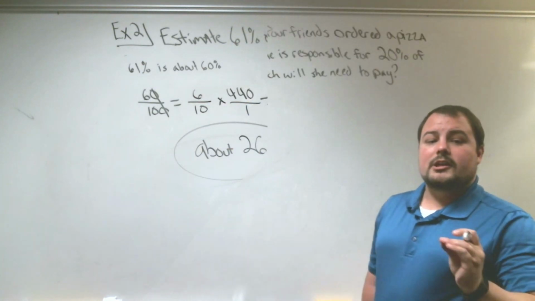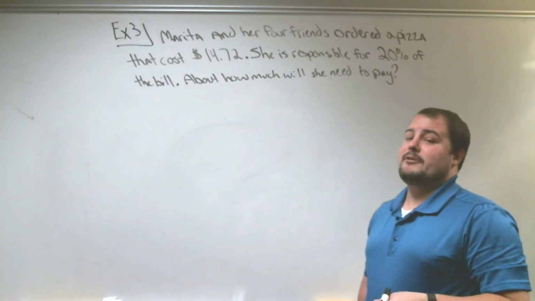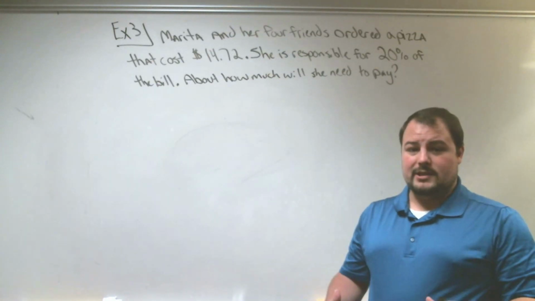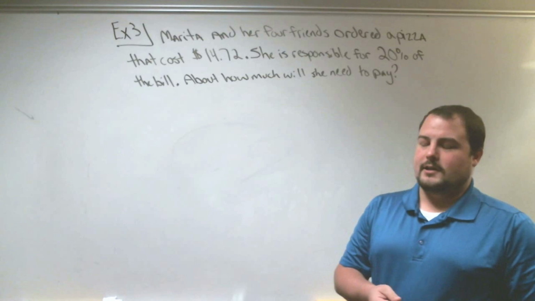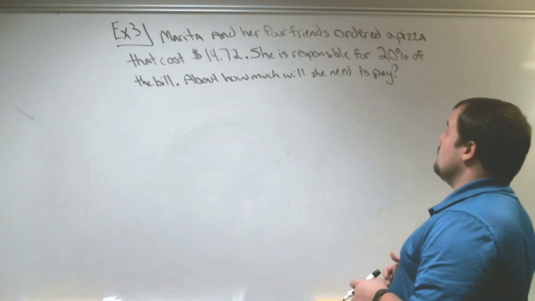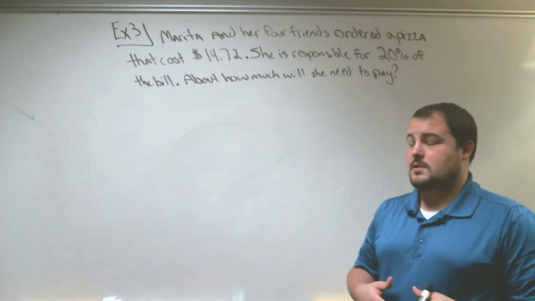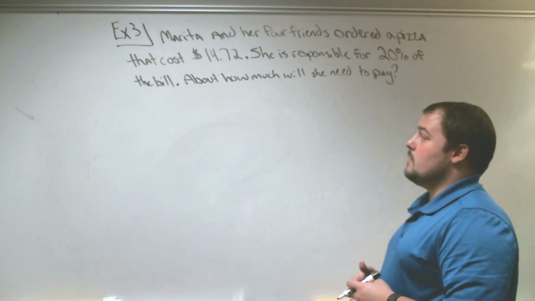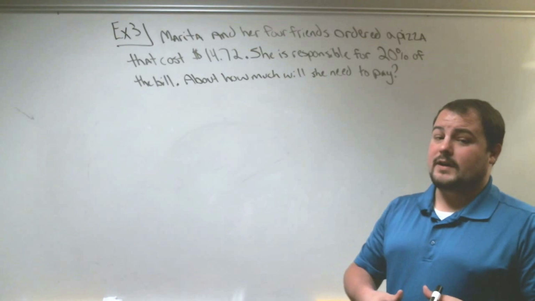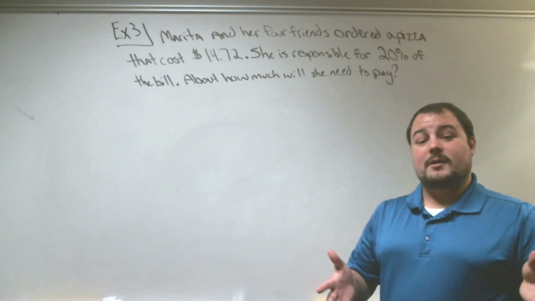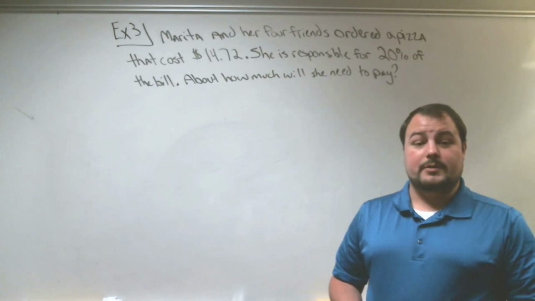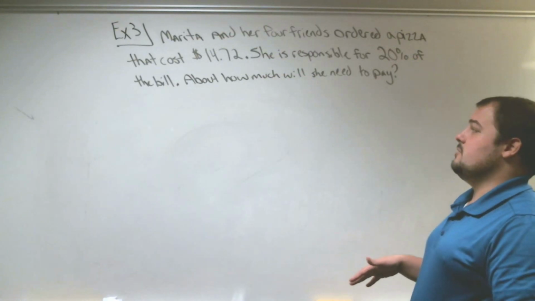Let's keep going. In example 3, we're going to read a real-life problem, like when you split the price of a pizza with your friends. It says Marita and her 4 friends ordered a pizza. The pizza cost them $14.72. She is responsible for 20% of the bill. So if you get a pizza with 5 people, you're responsible for 20% if you're going to divide it equally among each other.